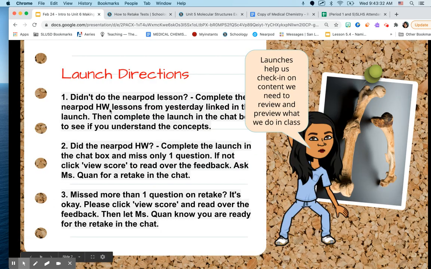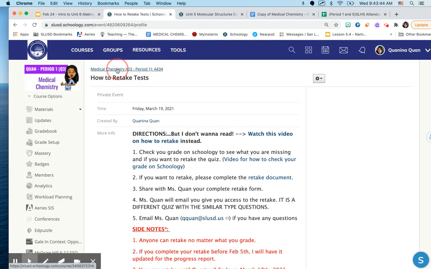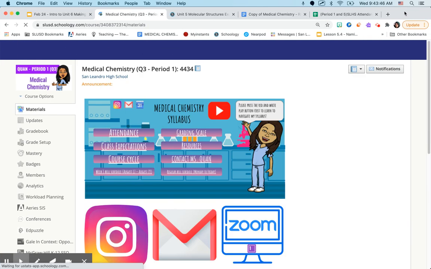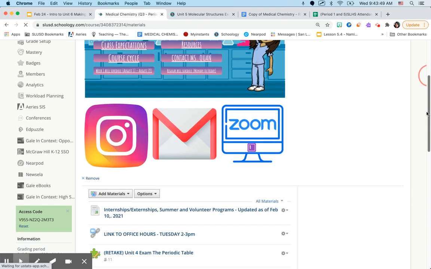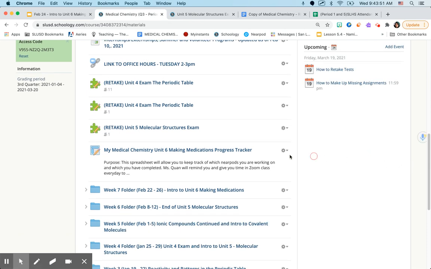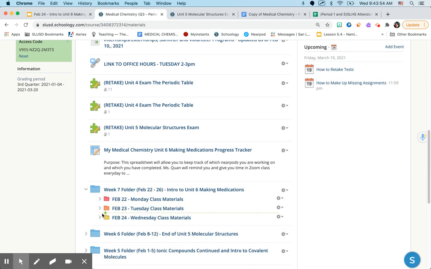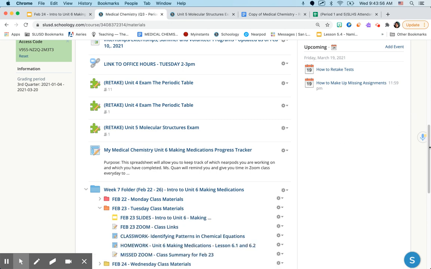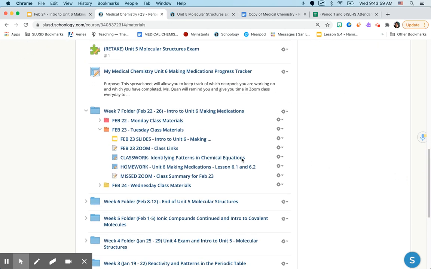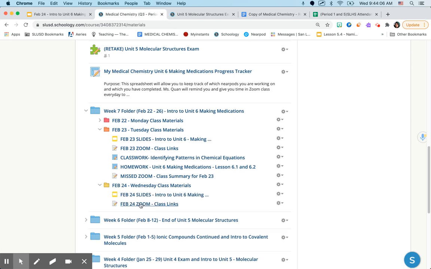So at this point, our 3 steps are usually the same. If you did not finish your Nearpod lessons, complete them first, and then when you are done, you're going to complete the launch with the goal of missing just one problem. So scrolling down, if you did not complete your Nearpod lesson yet, in yesterday's folder, where it says homework, go ahead and complete the homework first by following the directions there.